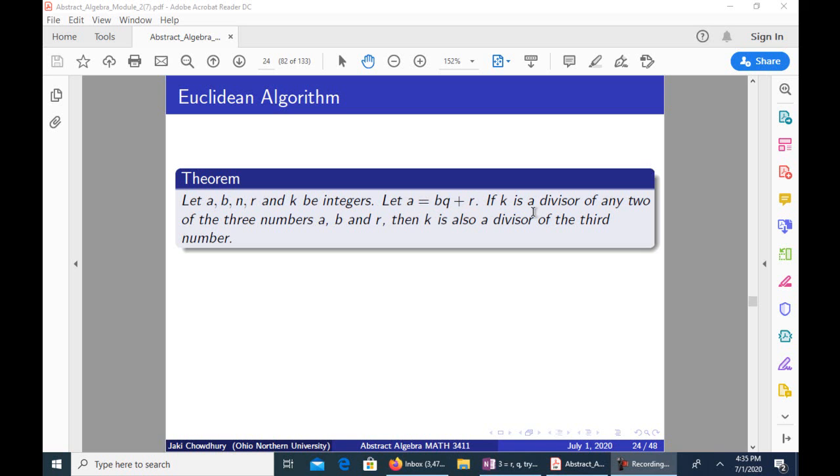Now if k is a divisor of any two of the three numbers a, b, r, then k is also a divisor of the third number. So in other words, if k divides a and b, then k also divides b and r. Or you can say if k divides r and a, then k divides b as well. So if k divides any two of the three numbers a, b, r, then it divides the third.